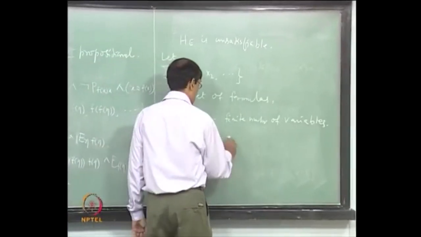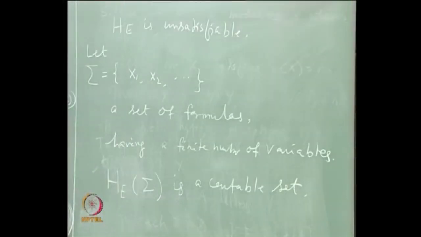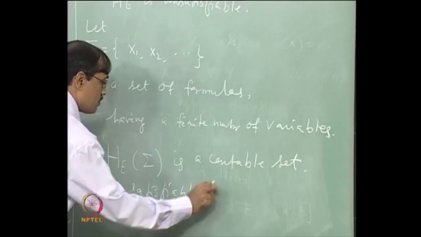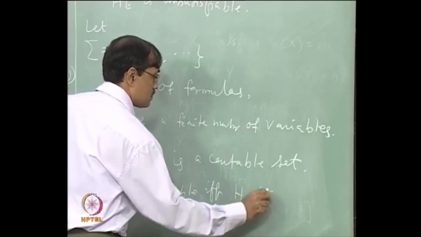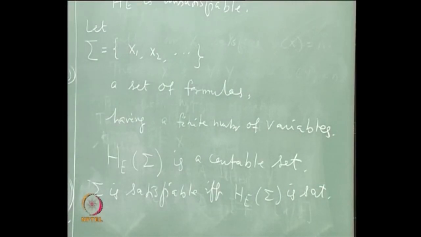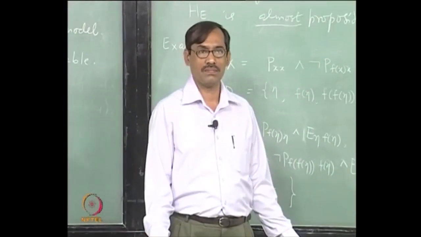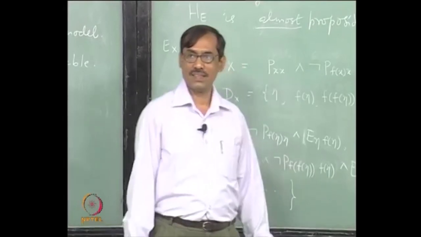Then this one is a countable set. Potentially infinite, it can be denumerable. If this is denumerable, this will also be denumerable at least. Now what happens: we say that sigma is satisfiable if and only if H sigma is satisfiable. Fine. Because for each formula you have a countable set, so it is a countable union of countable sets. Now, as a particular case, suppose you take a finite set sigma, then automatically you will get a countable set at maximum.